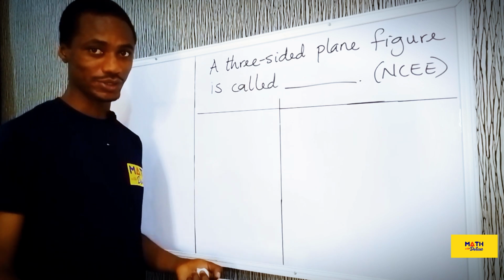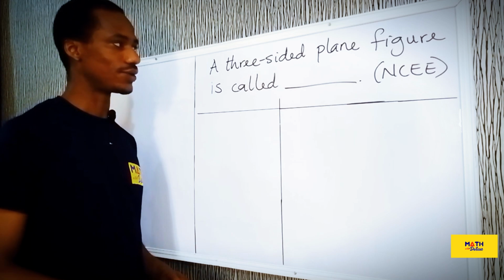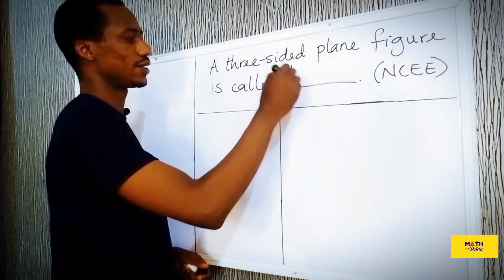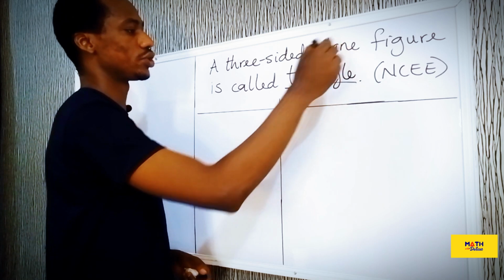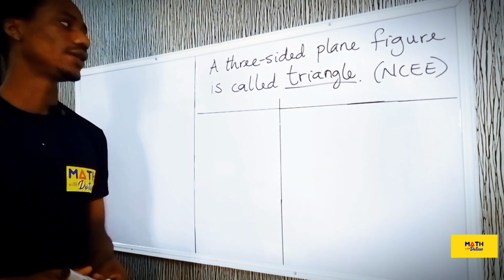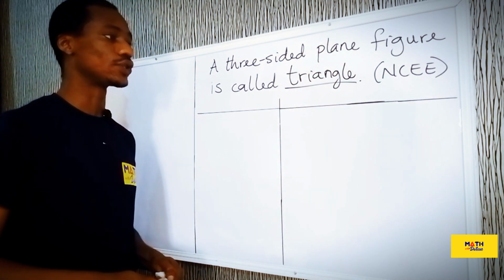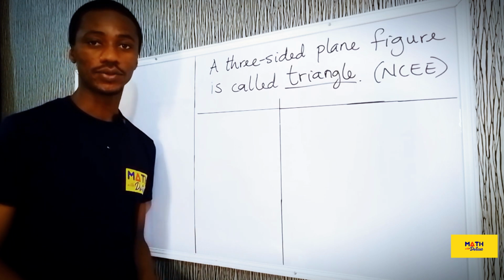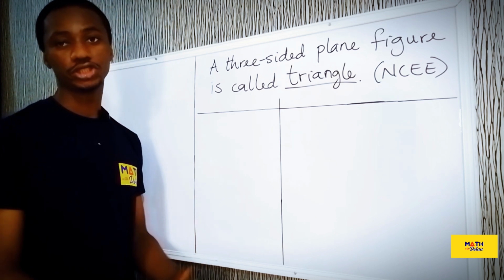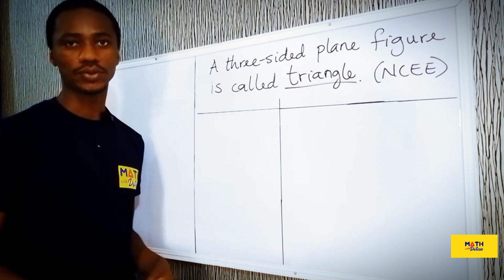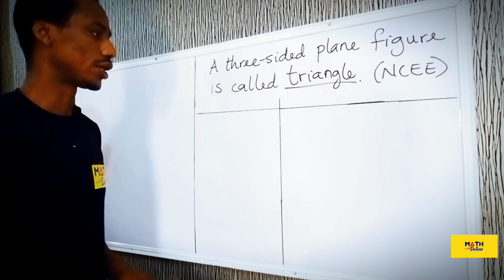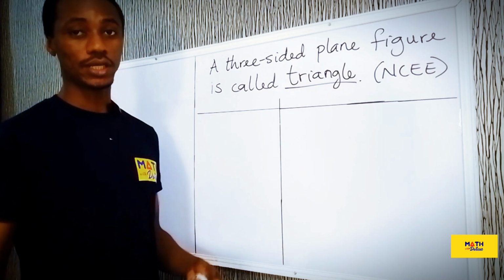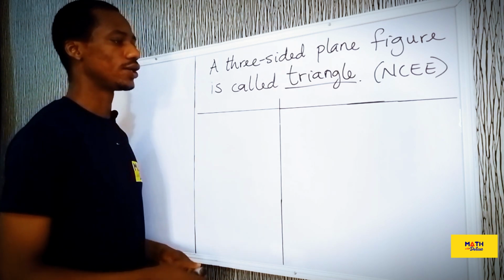I believe you know the answer, but if you don't, I got you. The answer is triangle. It's called a triangle. So a three-sided plane figure is called a triangle. A shape with three sides is called a triangle.